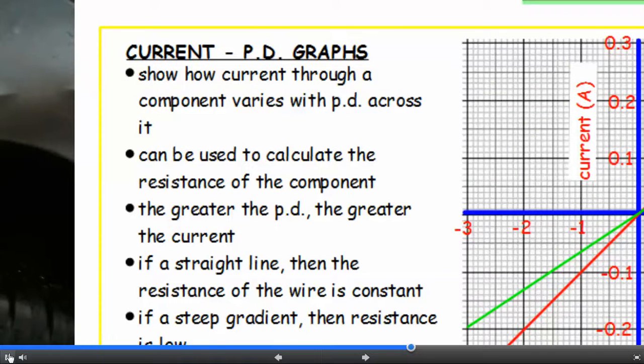Now in the exam you often get a current PD graph. Now this shows how the current through a component varies with the PD across it. And you can use this to calculate the resistance of the component. It shows that the greater the PD, the greater the current. And if it's a straight line, then the resistance of the wire is constant. If it's a steep gradient, then the resistance is low.